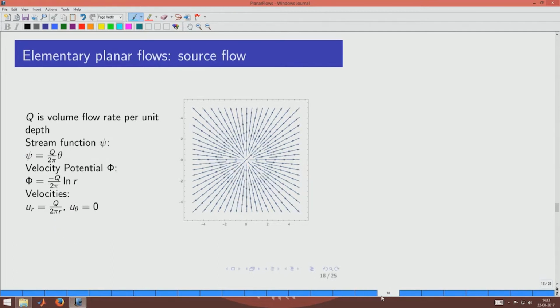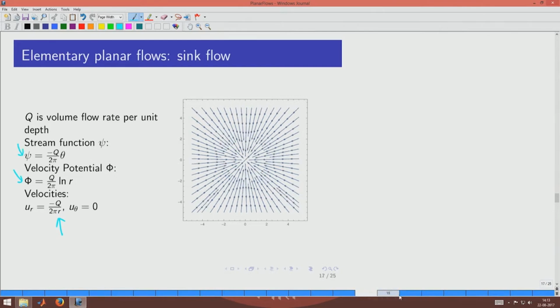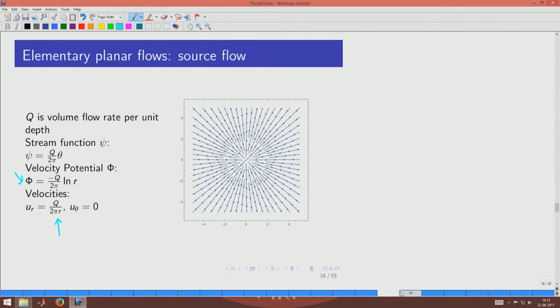So, the source flow is the exact opposite of sink flow. Here the directions of the arrows are reversed, and it can be given by the same function, just with a minus sign. You can also see from here the velocity components are just plus q by 2πr. The quantity q in both the sink flow and the source flow indicates the volume flow rate per unit depth in the z direction, and that can be used to calibrate the velocity components in the r direction.